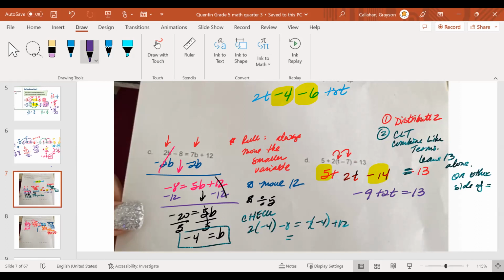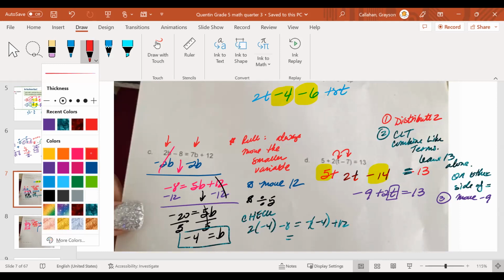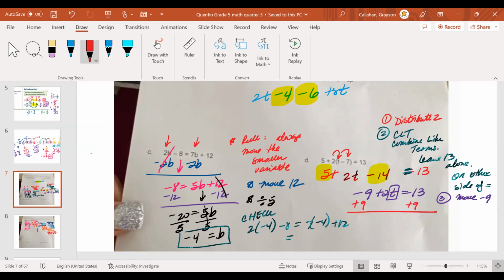Okay, now what do you move? Step 3. No, you can't get rid of the 2 right now. Your job is to get t by itself. Okay? T is not by itself. You have a 2 and a negative 9. Which number do you move first? Yep. What's the opposite of a negative 9? Yep. Add the 9 on the left side, add the 9 on the right side. That part cancels. 2t equals, what's 13 plus 9?